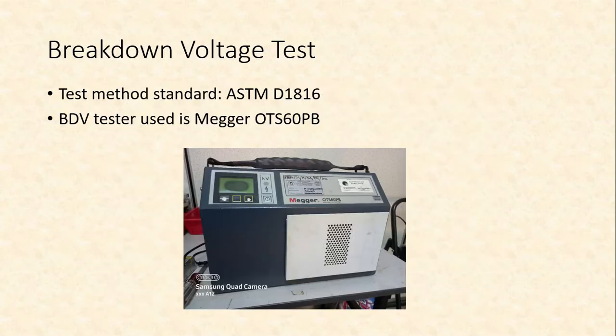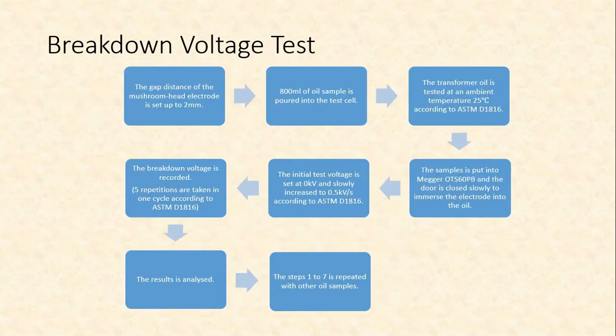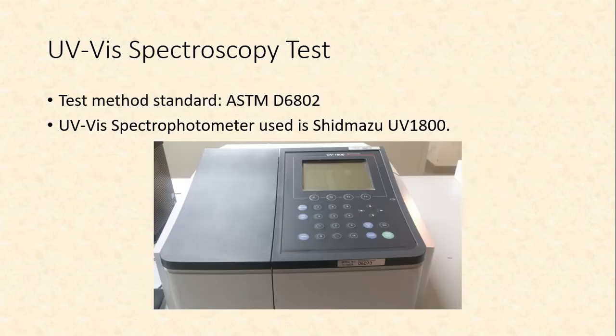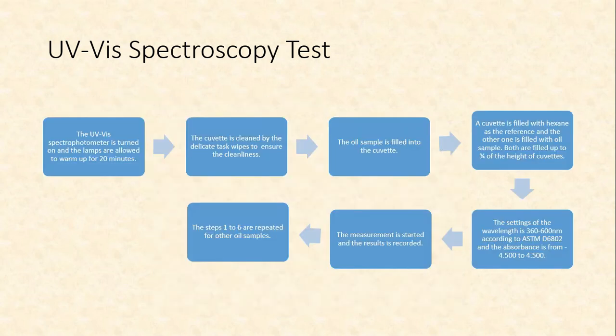The first experiment to test the aging of transformer oil is the breakdown voltage test. The test method standard is ASTM D1816. The tester used is the Megger OTS 60PB. This slide shows the breakdown voltage test procedure. The second experiment to test the aging of the transformer oil is the UVB spectroscopy test. The test method standard is ASTM D6802. The UVB spectrophotometer used is the Shimadzu UV-1800. This slide shows the UVB spectroscopy test procedure.